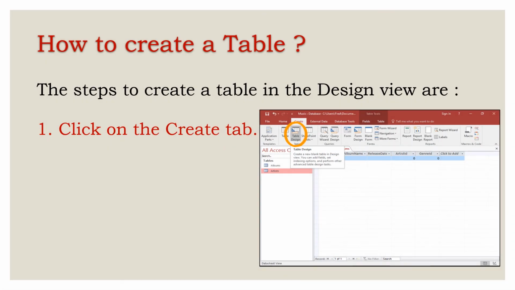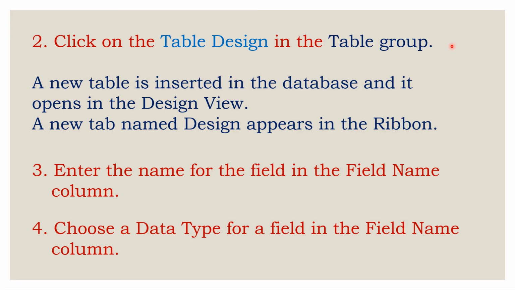Next we can discuss how to create a table. The steps to create a table in the design view. First, click on Create tab. Second step, click on the table design in the table group. A new table is inserted in the database and it opens in the design view. A new tab named Design appears in the ribbon. Third step, enter the name for the field in the field name column. After that, choose a data type for a field.